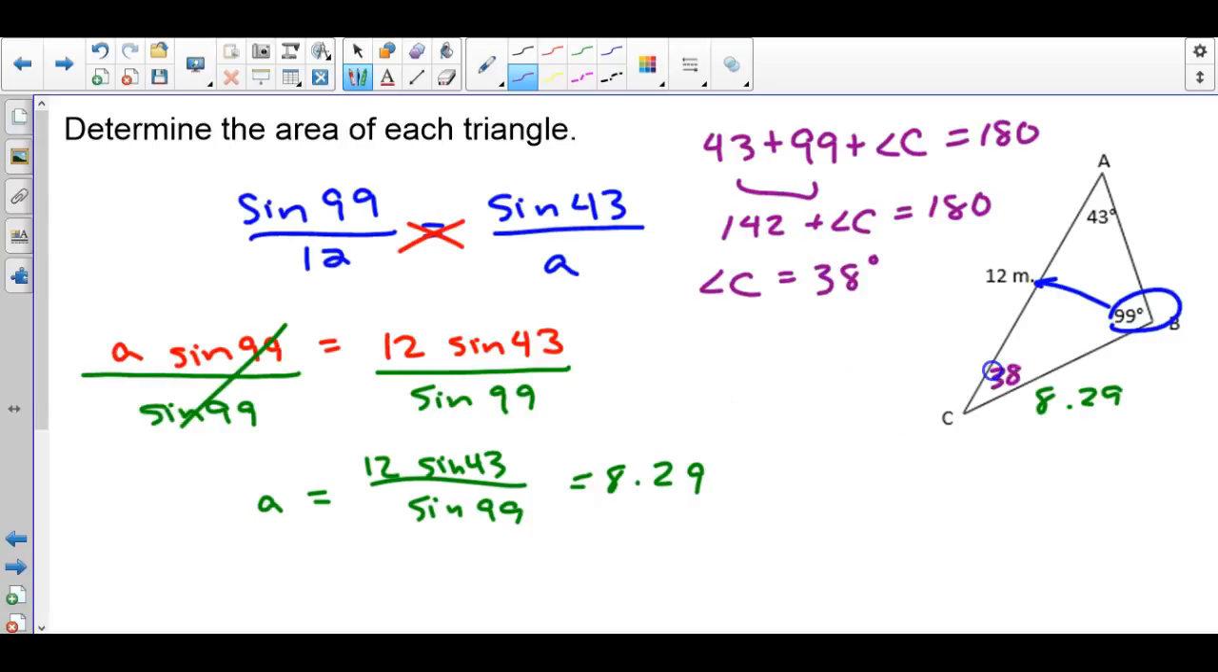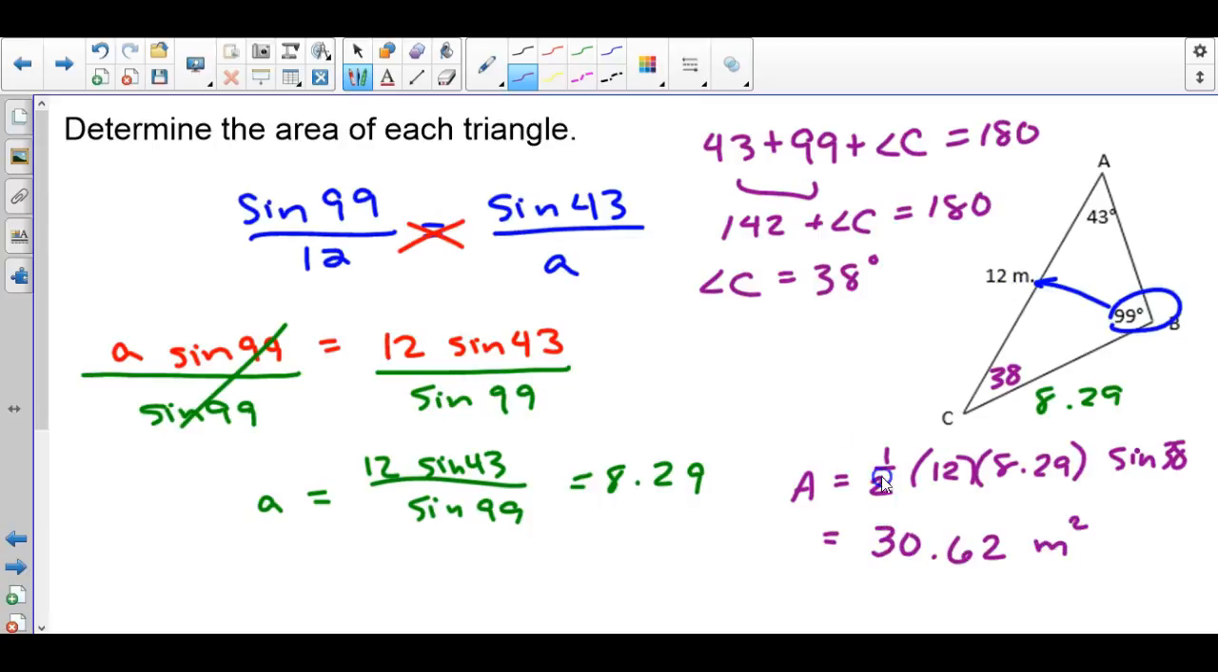Alright, so I know that C is 38, so I can now use my area formula because again I have an included angle and the two sides around it. So A equals 1/2 of 12 times 8.29 times the sine of 38. I'm going to throw that in my calculator, and I can just type in 0.5 for the half times 12 times 8.29 times the sine of 38. Just like that, and I'm getting an area of 30.62, and since it says meters, that would be square meters. So again, had to use the law of sines first. Can't use the Pythagorean theorem or just basic sine, cosine, tangent, because this is not a right triangle.